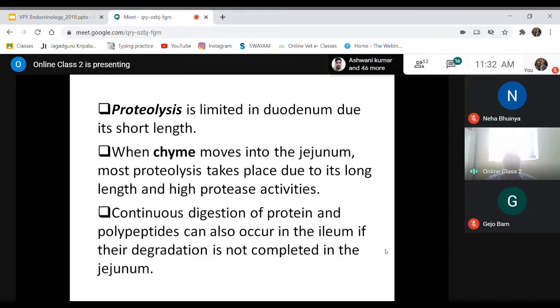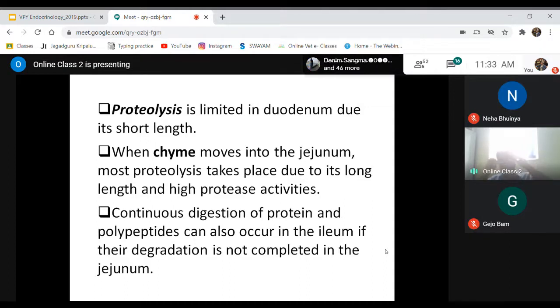And moreover, for the action of pancreatic proteolytic enzymes as well as intestinal proteolytic enzymes, there is need of alkaline environment. But immediately after reaching the chyme from the stomach, it will not be totally alkaline. There will be some acidic condition in the chyme. So therefore, this might also be another reason why actually proteolysis is limited in the duodenum, and it will be very less as compared to other parts of the small intestine.